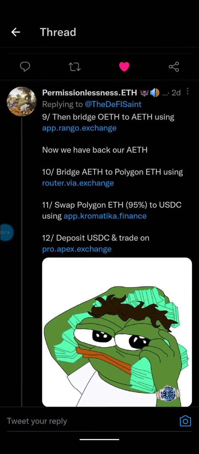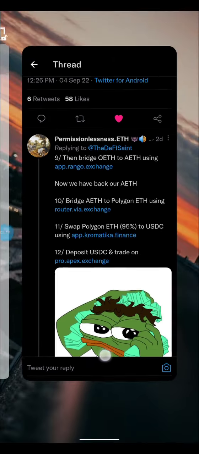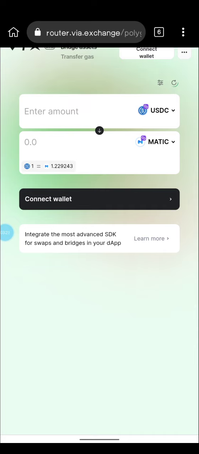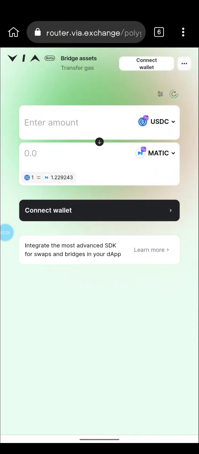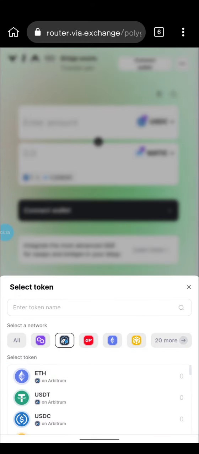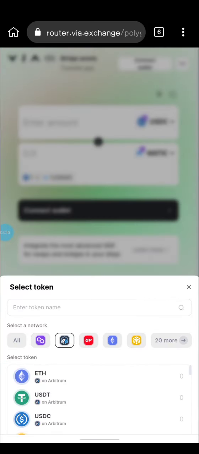Once you have done that, you're going to be using the router exchange. Sorry about that. We're going to be using the router exchange, and from Rango exchange we are going to be having Arbitrum. So here you're going to be putting your Arbitrum, because we're going to be swapping from Arbitrum.